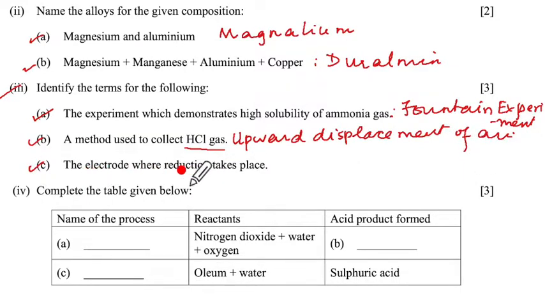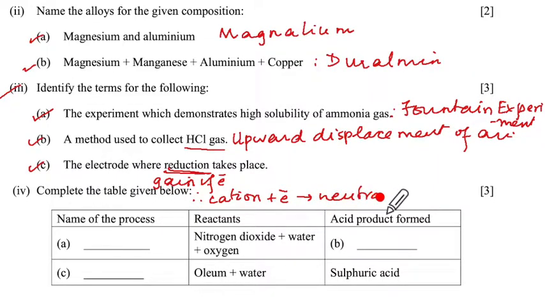The electrode where a reduction takes place. Now, reduction means gain of electrons. Now, where does the ion gain electron? When it will be cation. Correct? Cation plus electron will make it neutral. So where does cation migrate? To the cathode. So it will be cathode. Of course, this is our thinking step.